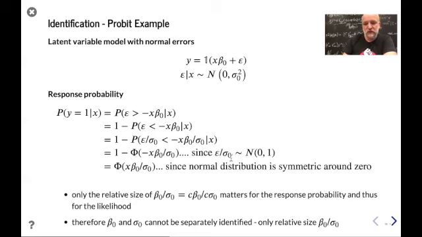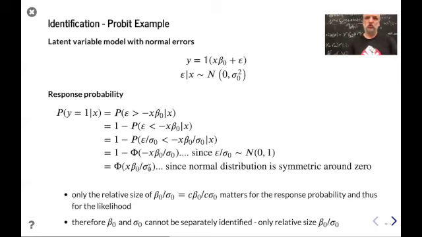And then because of the normal distribution being symmetric around 0, you can do the last step just like we did before. Okay, so what you see here is that the probability that y is equal to 1 conditional on x is equal to the standard normal distribution, which does not have any parameters. That functional form is fixed. But then it depends on x beta times beta naught divided by sigma naught.